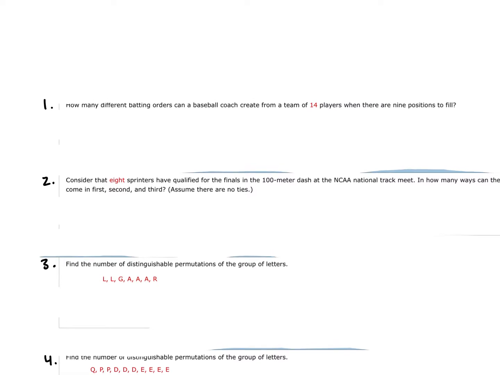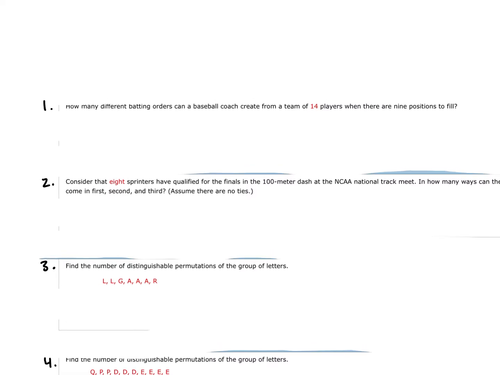So again, whatever we don't go over today, we'll go over tomorrow, and I'll post the answers tomorrow also in a PDF. So looking at number 1, how many different batting orders can a baseball coach create from a team of 14 players when there are 9 positions to fill? So what should we do here?